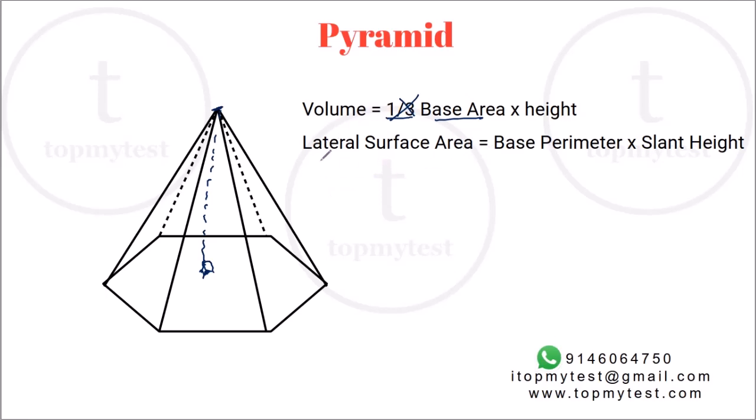Similarly, you can find the lateral surface area. Lateral surface area will be your base perimeter times the slant height. Slant height is this portion. That will be your lateral surface area. Remember, this is the surface area of only the walls, so to speak. Not the base. Base is not included. You'll have to add the base if you have to find the total surface area.